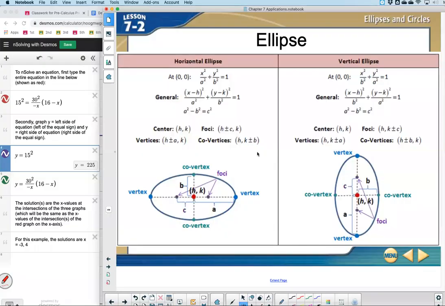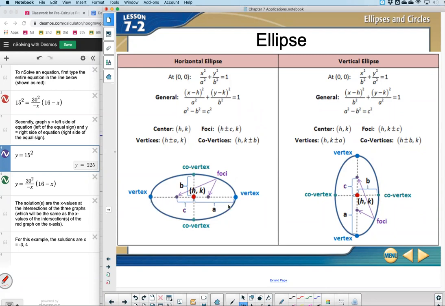All right, now let's take a look at an ellipse. If you look on these pictures, just some basic points. Vertices are the points farthest away from the center. The co-vertices are the points on the ellipse that are closest to the center. The distance to the focus, or the foci, talking plural, is the distance of C. So 2 foci, from foci to foci, would be 2C.